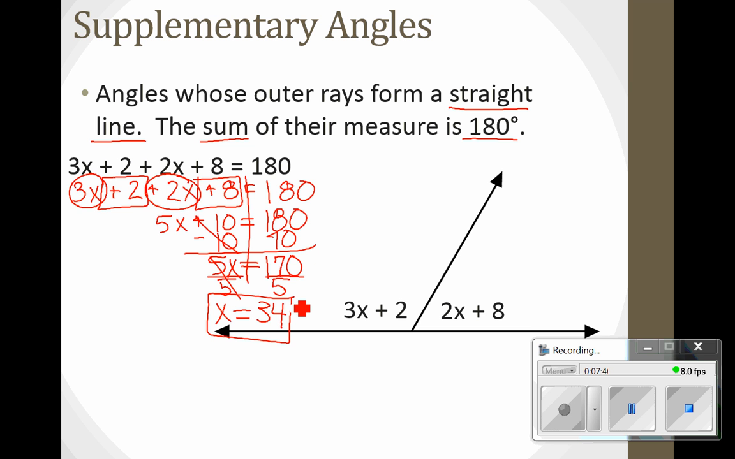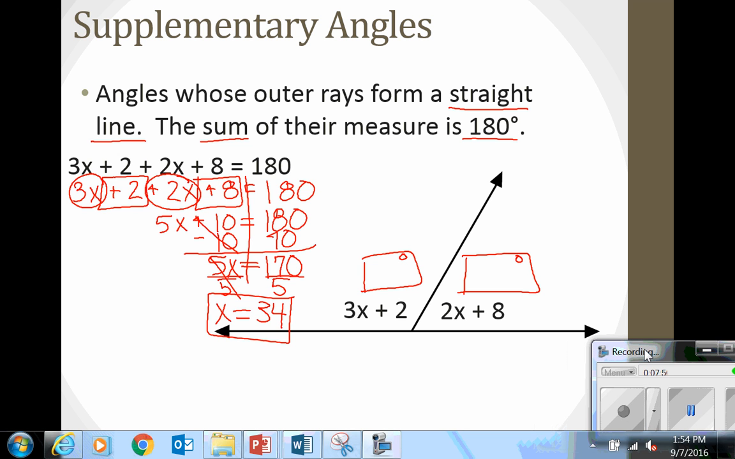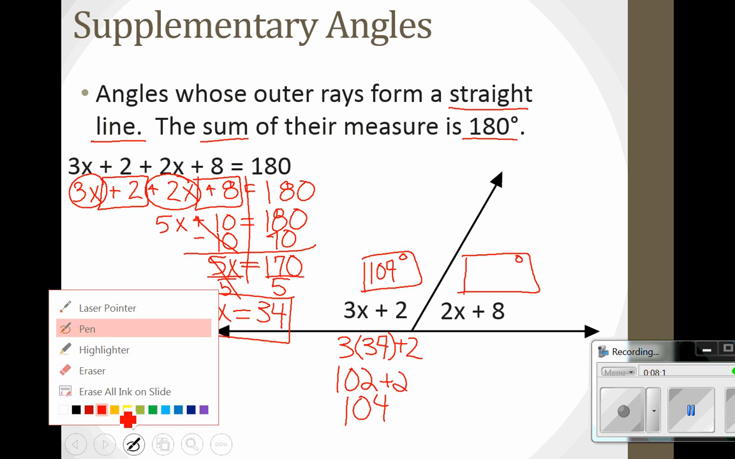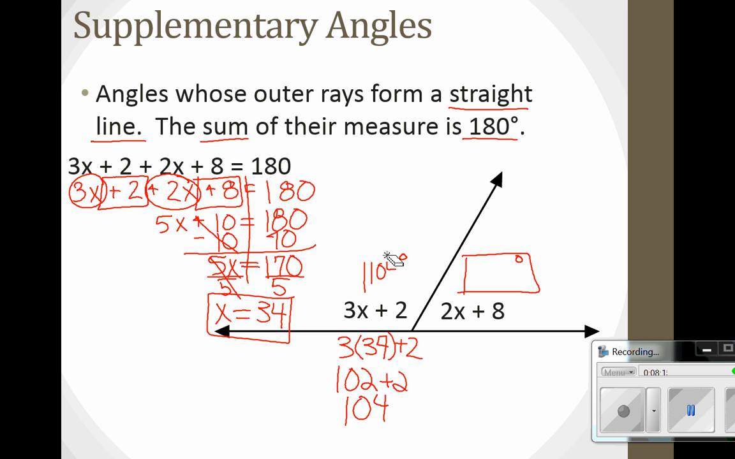Now we're not finished because we want to find the measurement of the two angles that we have in our picture. So let's put a box and show the work below. So for this one, we have 3 times 34 plus 2. That's 102 plus 2, which is 104. So we have 104 as our answer for the first expression.